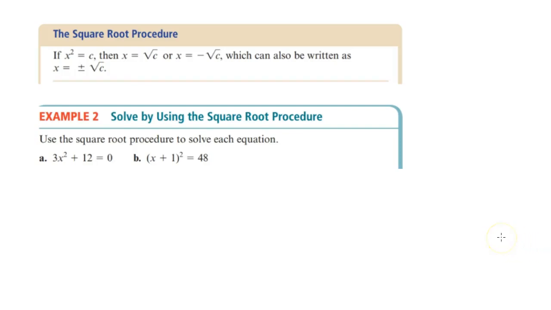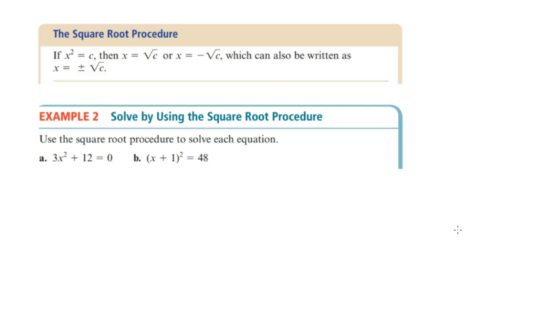So we're going to go over example 2 now from section 1.3. And this is involving solving using the square root property. And you can see on the top we have the general square root property that says if we have something squared on one side of the equation, in this case we have x squared, but that x can be really anything. It could be any expression being squared, as we'll see in part B.